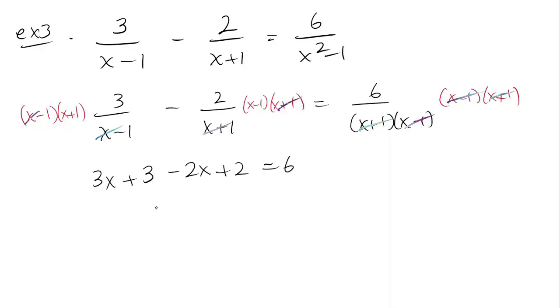We collect our like terms, and it collects the exact same way as last time. This is x plus 5 equals 6. And then this is asking what plus 5 equals 6, or you could subtract 5 from both sides. And we get a solution of x equals 1, and that's our answer, right?